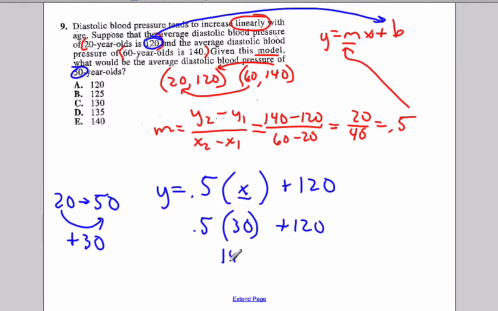This gives you 15 plus 120 for a total of 135. So I'm guessing a 50-year-old will have a diastolic blood pressure of 135. So my answer would be D.